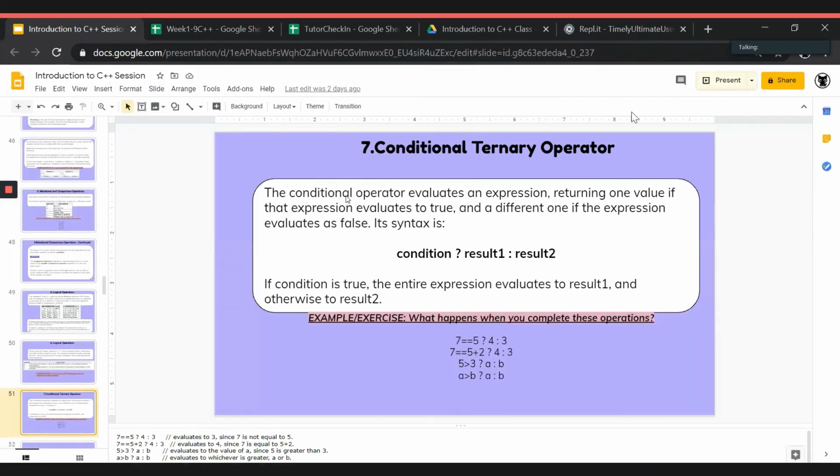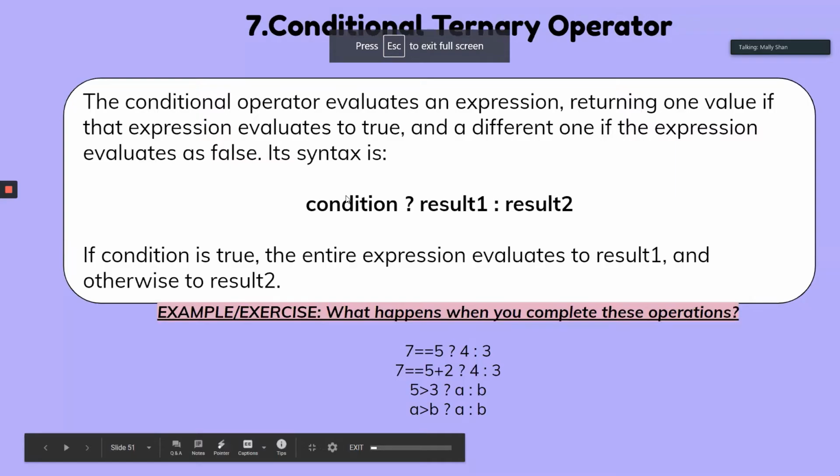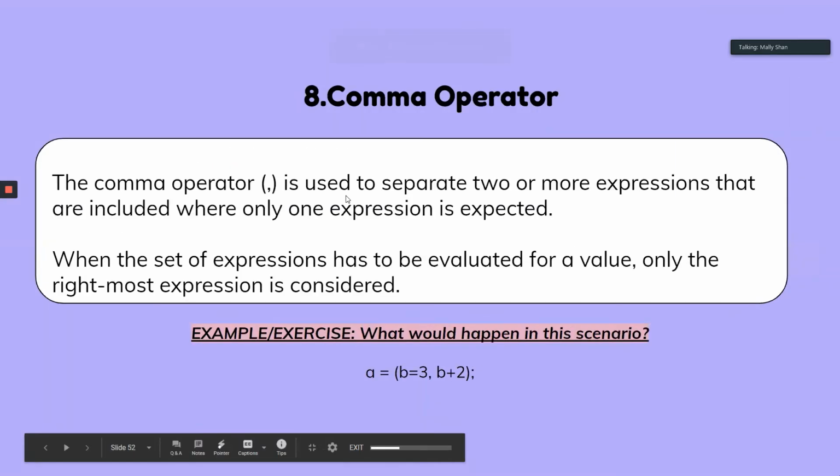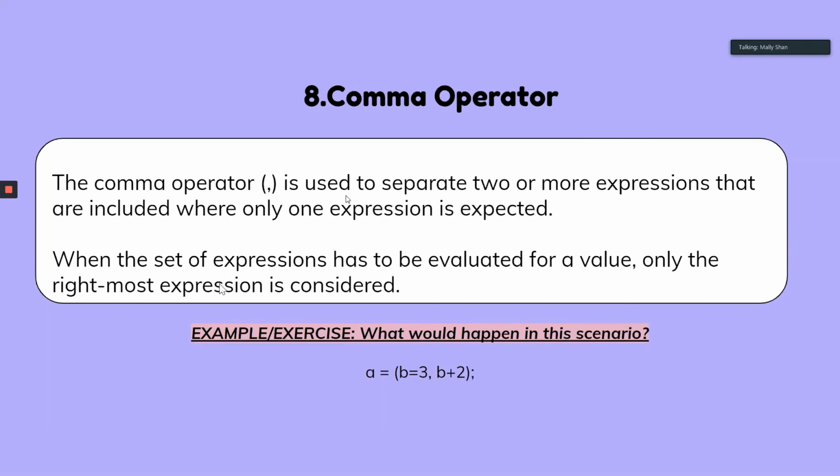So the last 2 operators that we have is the comma operator. So the simplest operator ever. All it is is just showing a comma in between 2 things. So it's just used to separate 2 or more expressions. So when the set of expressions has to be evaluated for a value, only the rightmost expression is considered.